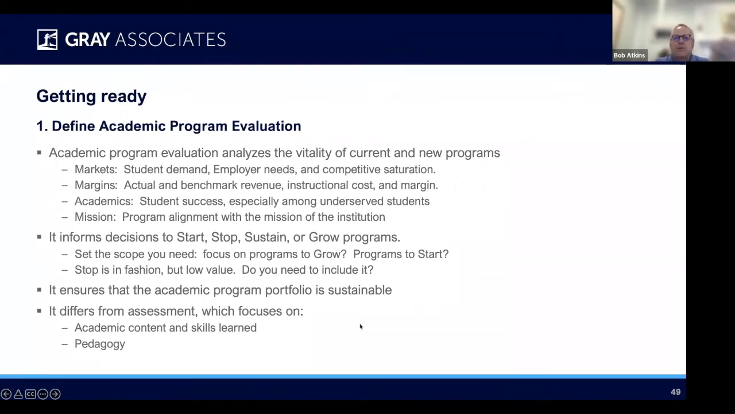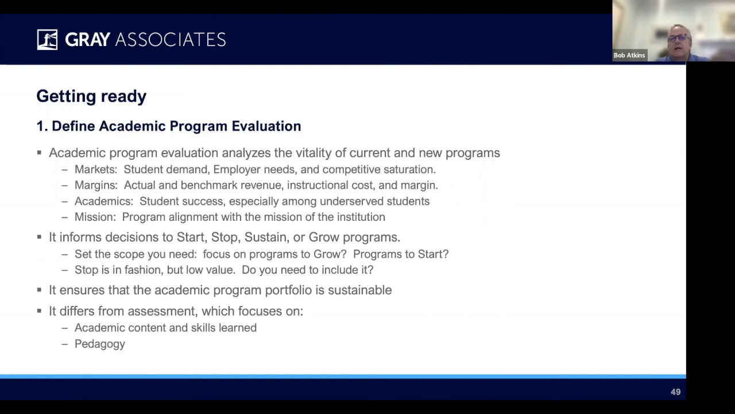Evaluation is about whether to offer that program or not, whether to grow it. And assessment is, I've got the program, how do I make it better? And so I think of those as two different things. And assessment is going to have much more to do with the academic content of the program and less to do with the kind of market factors that I'm talking about.